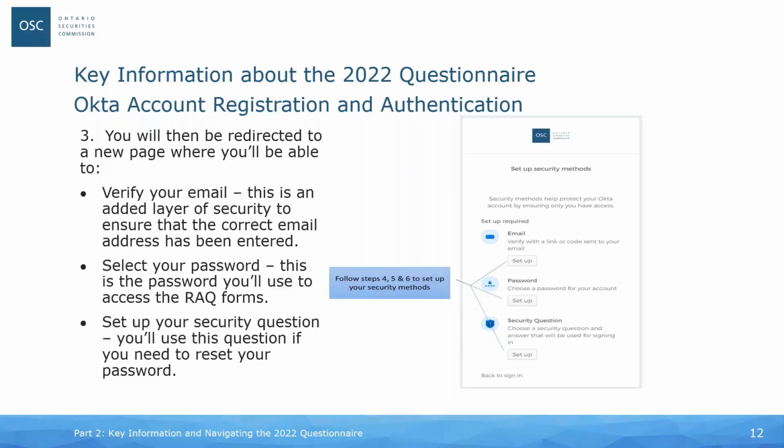Here is where you will set up the security methods for your account. You will verify your account email address, create your account password, and set up a security question. The security question is now a mandatory part of the account setup process, which will allow you to reset your account password if you've forgotten it. So let's start with the first step, to verify your email address. Click the Setup button under Email.